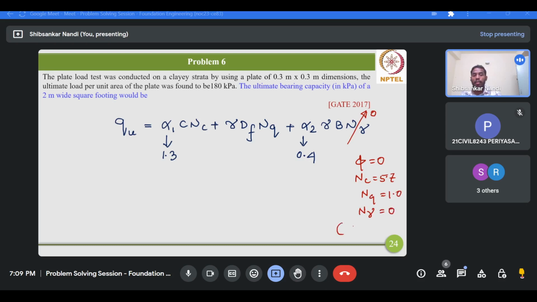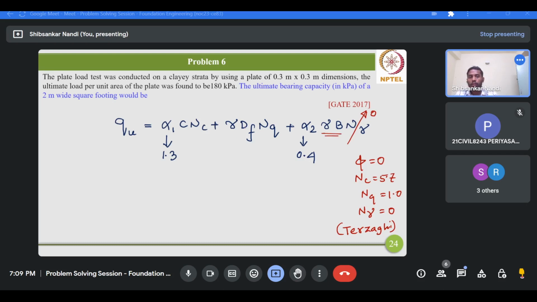Again, these bearing capacity factors are in accordance with Terzaghi's theory, as given by Terzaghi. Therefore, as you can see, there is no effect of the footing dimension on the ultimate bearing capacity. So there is no effect.